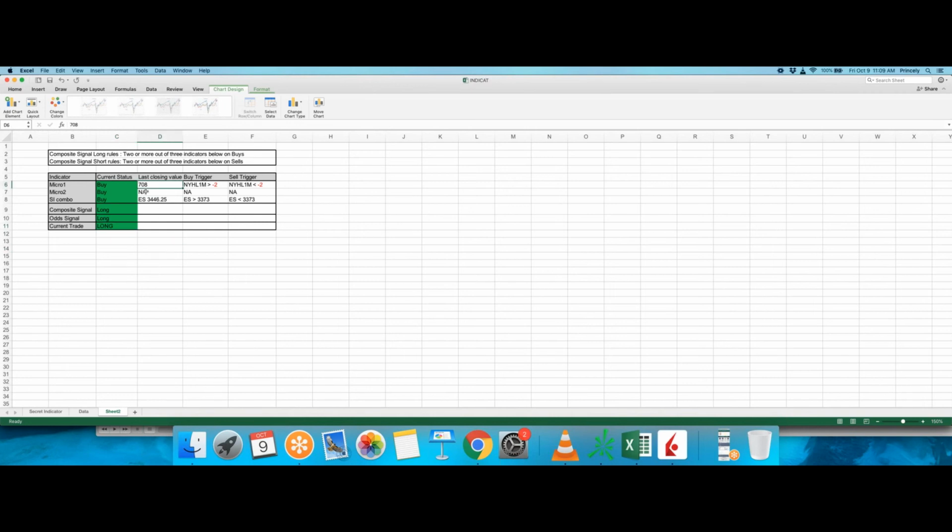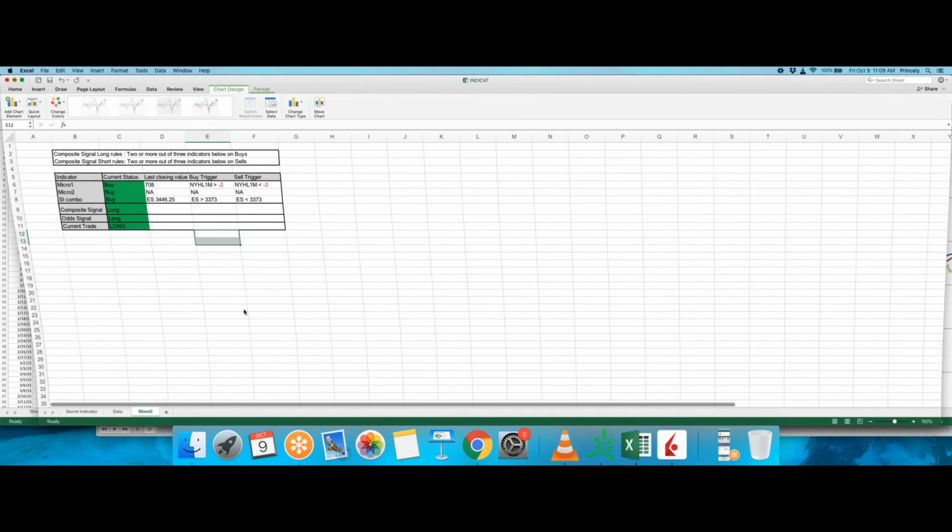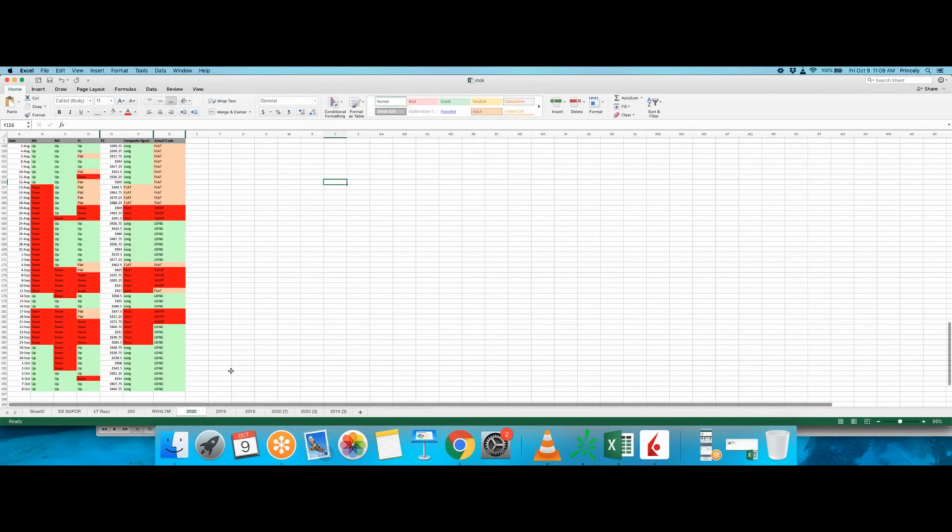Okay, so the way that you read the sheet is that this 708 is yesterday's value. So today's value is that we just needed to stay above -2 to continue the buy. And as you can see, we are well above that, so we are still on a buy. Micro 2 does not really have a trigger, but you can see that on the chart. The SI combo value, this is yesterday's value. So today we just needed to be about 33.73 to continue the buy signal. So these are the trading parameters, and the other sheet that I share in the reports is this one.